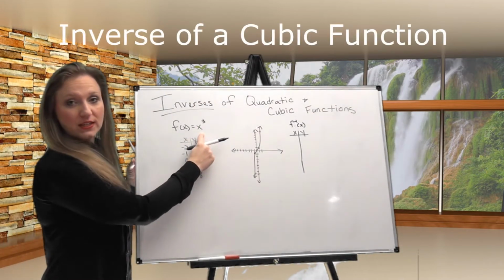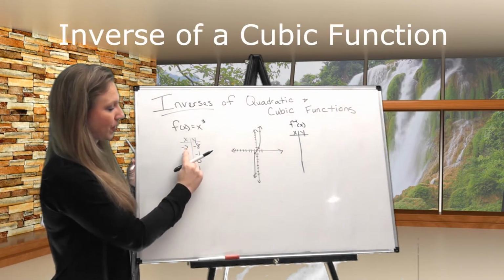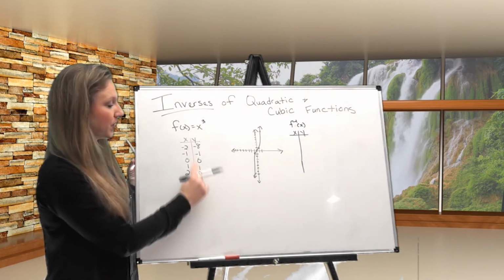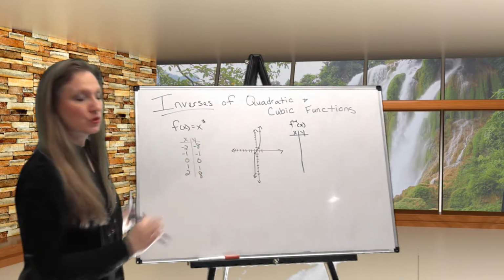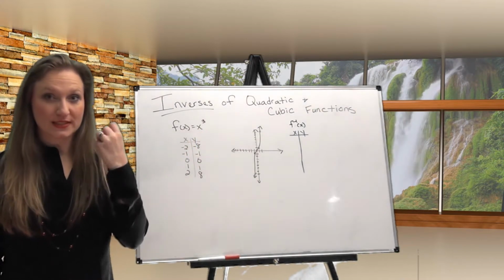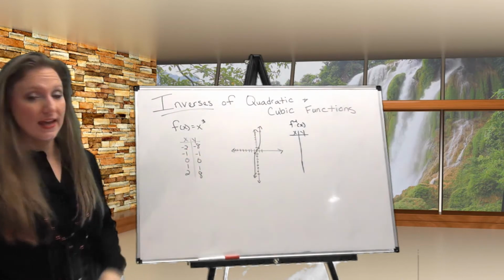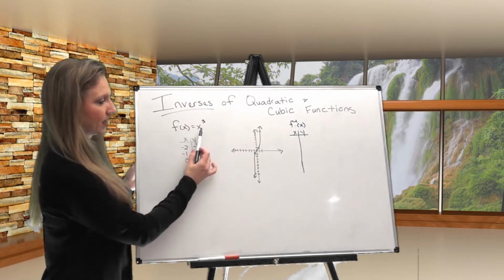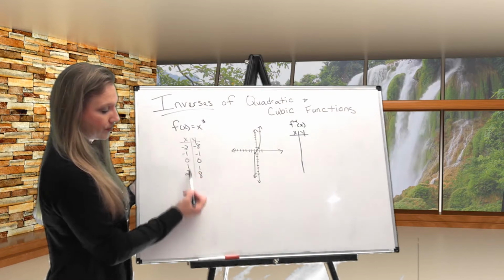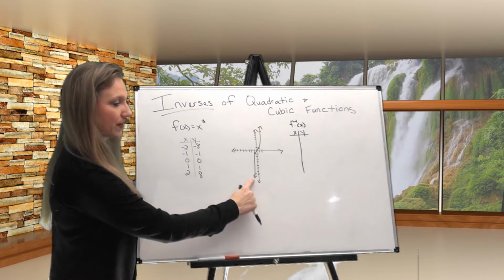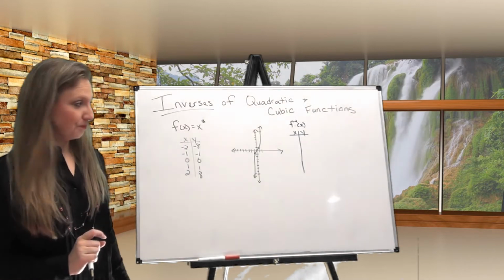The cubic function is x cubed, and so if I plug in each of these x values, these are the y values I will get. For example, -2 cubed. Remember that -2 cubed means -2 times -2 times -2, which equals -8. When I plug in -1 cubed, I get -1, and so on. Then we can plot those points on our graph and we get our cubic function.